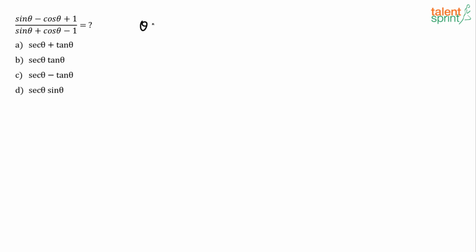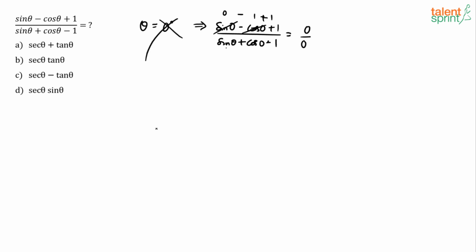For example, let's say theta equals 0 degrees. So what happens? Sin 0 minus cos 0 plus 1 by sin 0 plus cos 0 minus 1. Sin 0 is 0, cos 0 is 1. So the numerator becomes 0 minus 1 plus 1, which is 0. The denominator is 0 plus 1 minus 1, which is 0. So it is 0 by 0, undefined. So 0 is not a good substitution, by the way. If it is not defined, then you should not proceed with that idea. So maybe take theta equals 45: 1 by root 2 minus 1 by root 2 plus 1, 1 by root 2 plus 1 by root 2 minus 1, and so on.